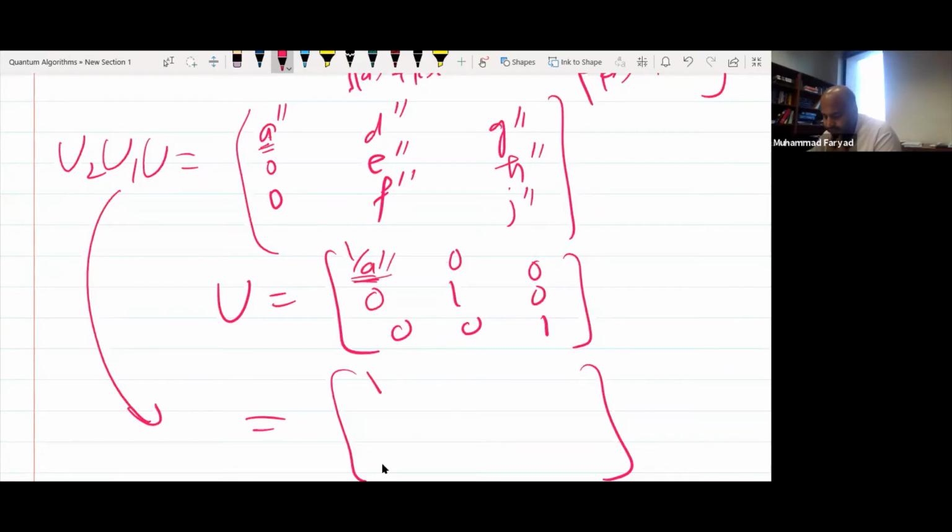This 1 over a double prime, yes, this is not going to be unitary, because if this is not 1, this first row will not be normalized. And you know, one thing that we require for unitary matrices is that their rows are normalized.